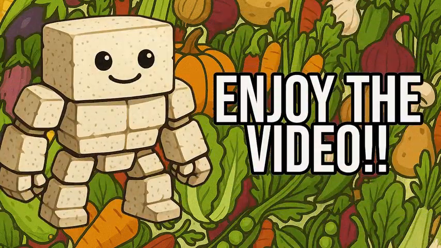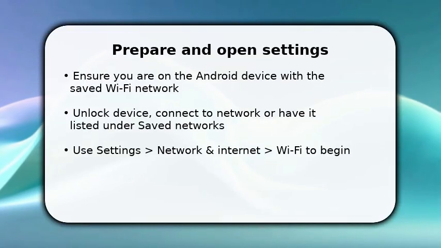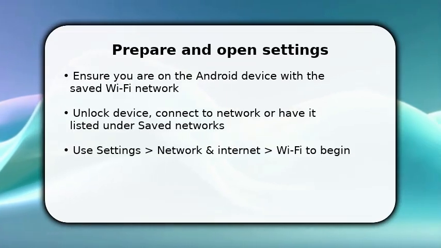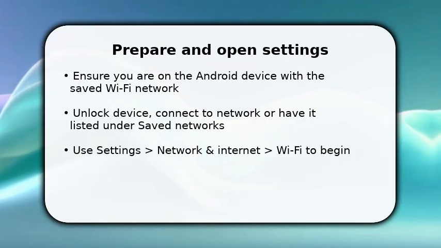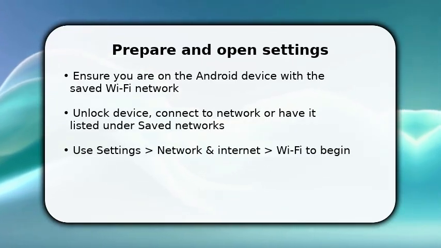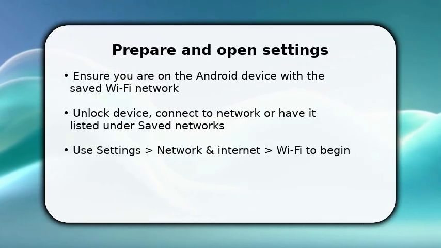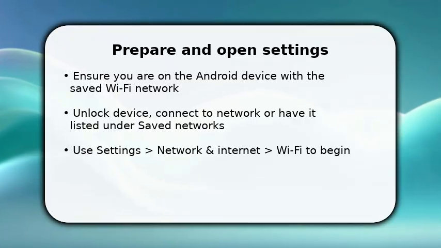Please enjoy the video. You will start inside Settings, so open Network and Internet, then Wi-Fi right away. You need the network listed under Saved Networks. If it's active or previously connected, you're ready. Once in Wi-Fi, tap Saved Networks to see the list. Make sure you have the target SSID visible.